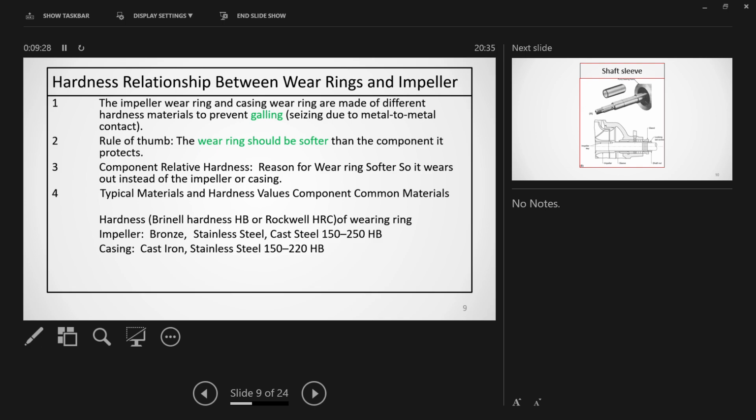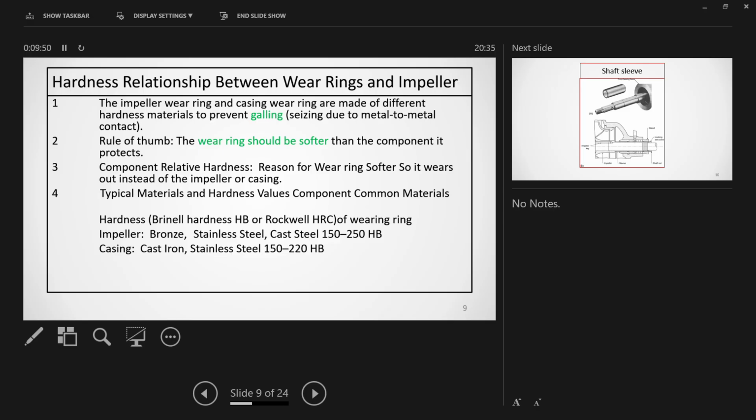Galling means seizing. When it is running, one stationary part and one rotary part will come in contact due to close clearance and high temperature. Metal to metal contact may be there, and it can seize. So you have to choose different materials, so that seizing due to galling can be avoided.